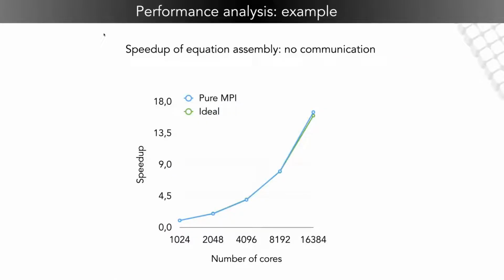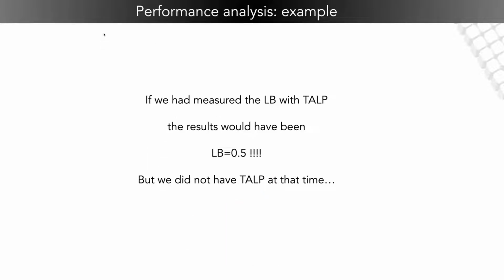This is the speed up curve, but just for the assembly of the equation. Hopefully, in the assembly in finite elements, you don't have communication. So here we were very happy. We said, wow, we have super linear speed up, so we are going very well. And at that time, we didn't have TALP. But if we had had TALP, the result would have shown that we had a load balance of 0.5. So using the speed up curve, you are completely missing what's happening in your code.